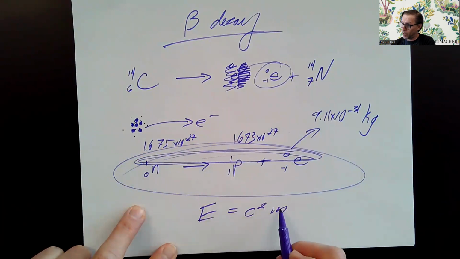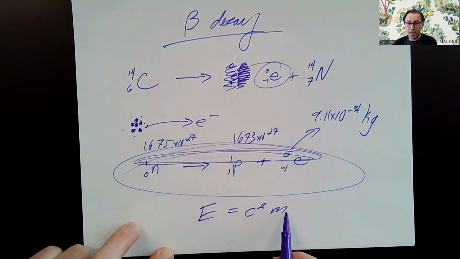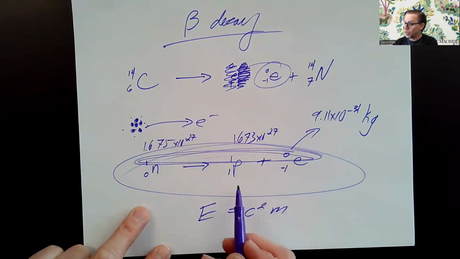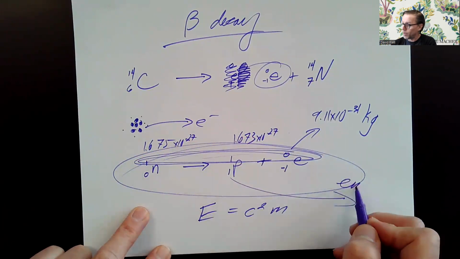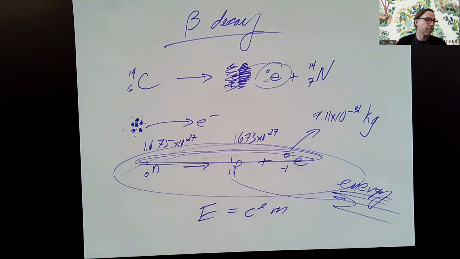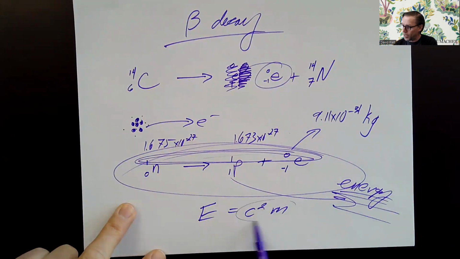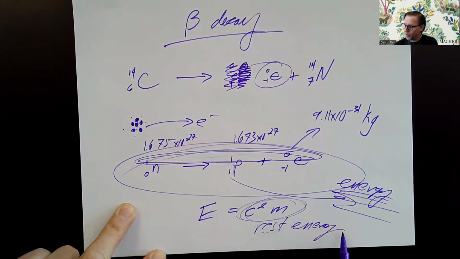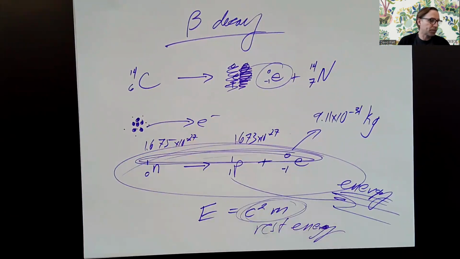Remember this equation? The mass that disappeared times 9 times 10 to the 16th would tell you how much energy also is released. Well, that's certainly fun. Remember this being our rest energy. Remember we called that rest energy in a previous video.